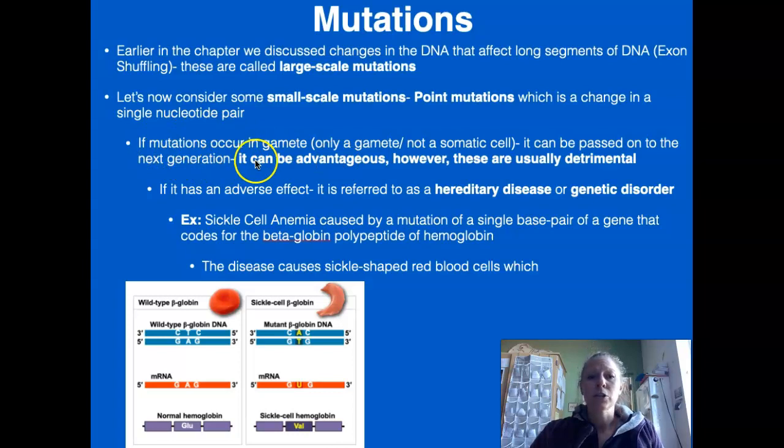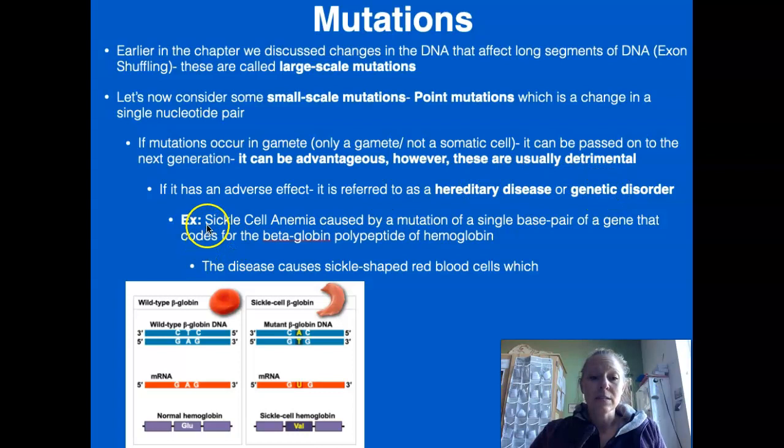So if mutations occur in a gamete, so in the sperm or the eggs, it can be passed on to the next generation. However, if you get too much sun on your arms and you have skin cancer, that is not a mutation that you're going to pass on to an offspring. So generally, mutations can be advantageous. They can lead to adaptations, but they generally are detrimental or silent. If it does have an adverse effect, then it is considered to be a hereditary disease or a genetic disorder.